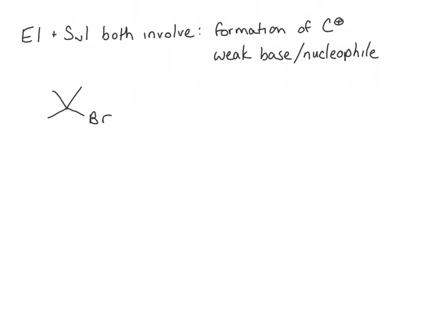When reacting this substrate, which is tertiary, with a weak nucleophile / weak base, such as ethanol, we will get a mixture of products. We will get both the E1 product as well as the SN1 product. Take a moment and pause the video and work through the mechanism and make sure that you can understand how both the E1 and the SN1 products are formed.